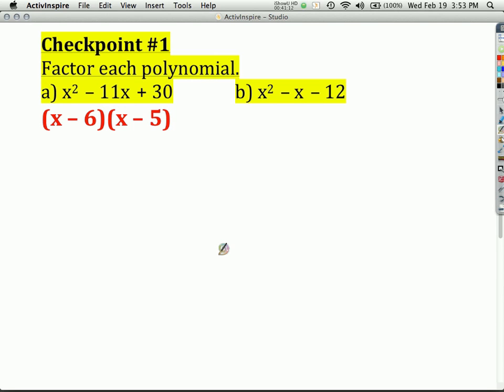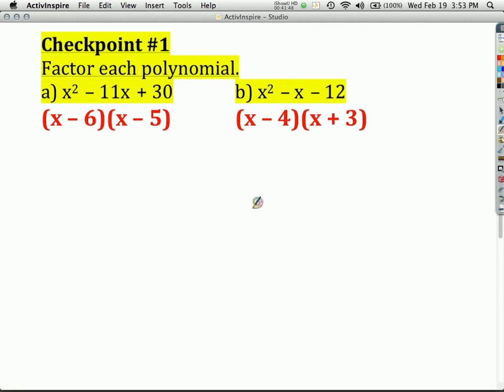X minus 4 times x plus 3. Okay. Okay, so that is the same thing. You just flip-flop the two. Okay, Kalasia? Good, you all got the same thing, and that is correct. X minus 4 times x plus 3, or x plus 3 times x minus 4. It doesn't really matter. These two numbers multiply to negative 12 and add to negative 1. Comments, questions, or concerns?